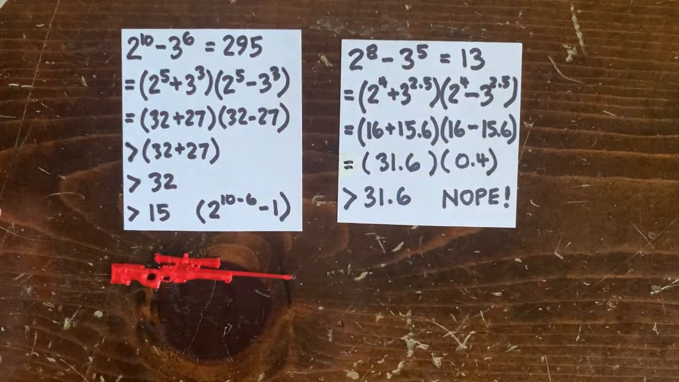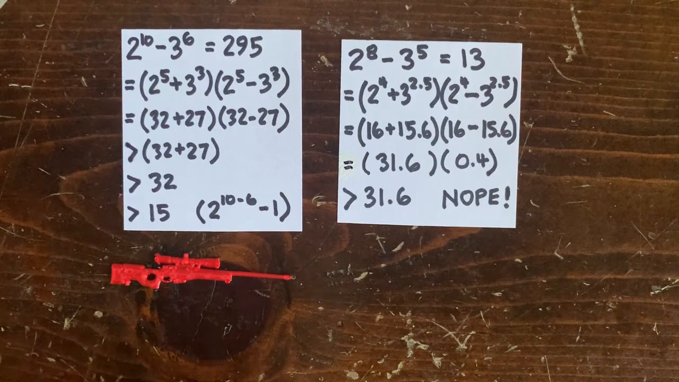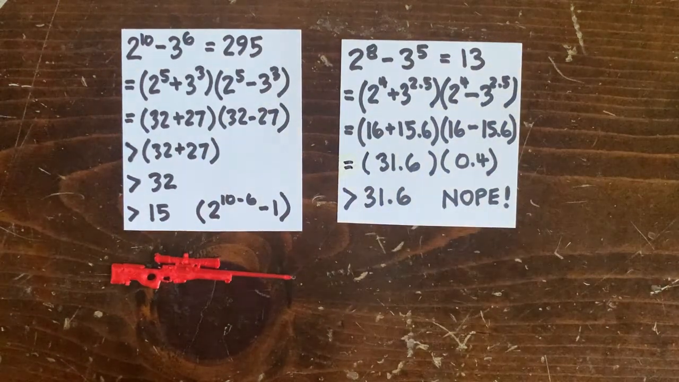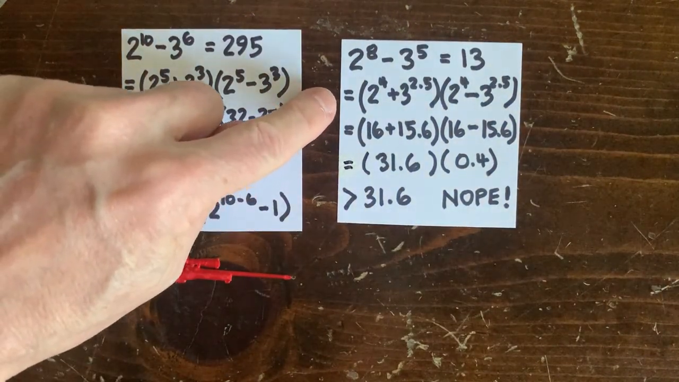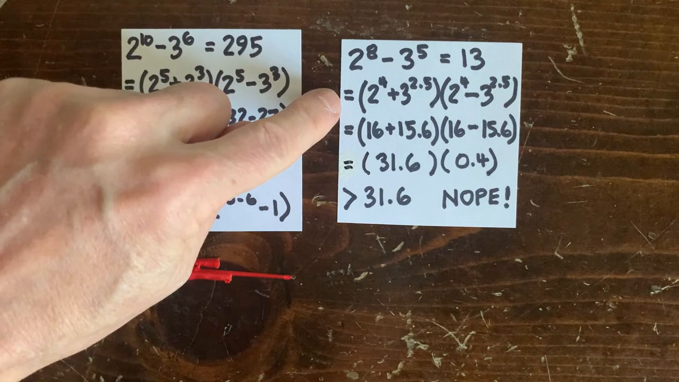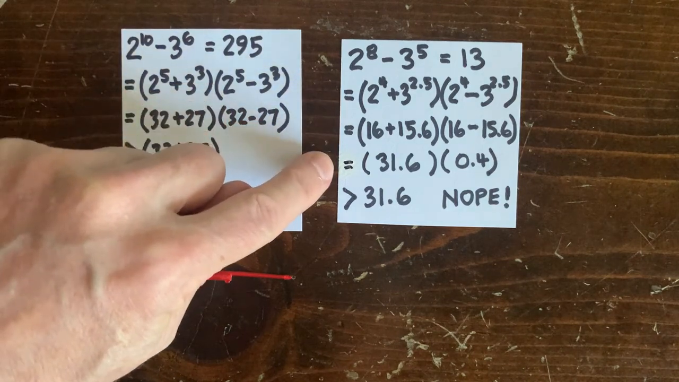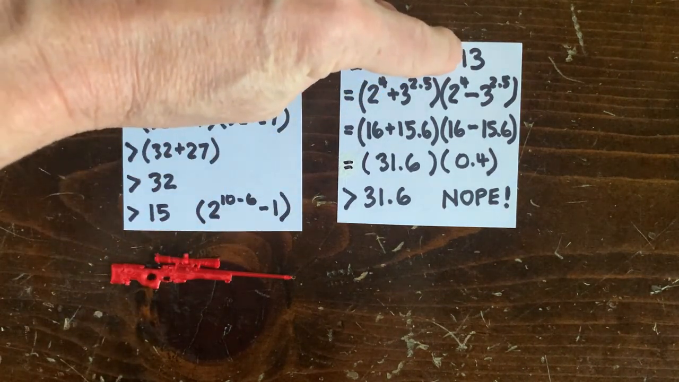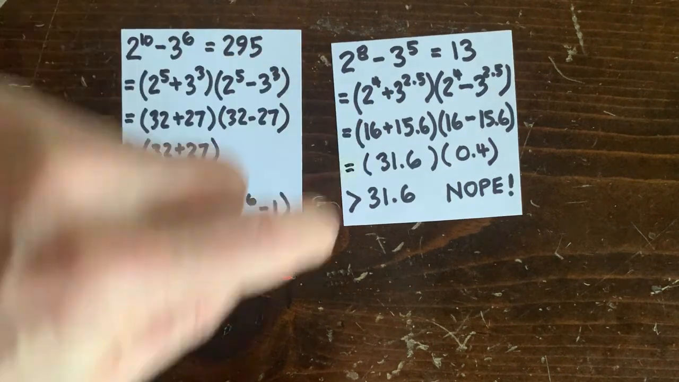But if k or x is odd, it doesn't work. For example, take 2 to the 8th minus 3 to the 5th equals 13. Here 5 is odd. If we factor this, we get 2 to the 4th minus 3 to the 2.5 times 2 to the 4th plus 3 to the 2.5, or 31.6 times 0.4. This time the product, only 13, isn't bigger than 31.6.